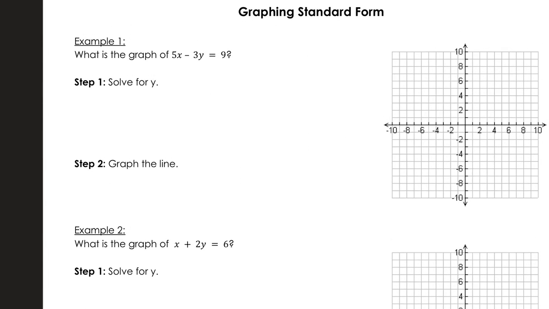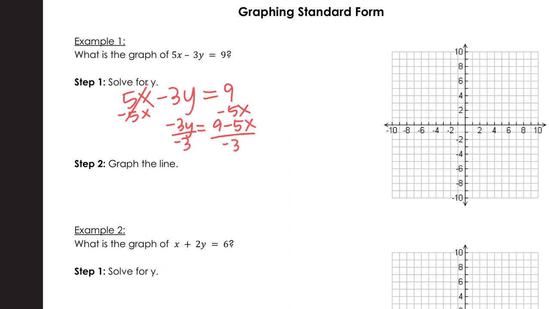In order to graph it, we're going to do our very first step, which we already talked about, solving for y. So let's take that equation, and we are going to solve for y. Our first step to solve for y is to subtract 5x on both sides of that equation. So giving us negative 3y equals, and we can't do 9 minus 5x, so I'm going to leave it exactly like it says. And then to get rid of that negative 3, I'm going to divide by negative 3 on both sides of my equation.